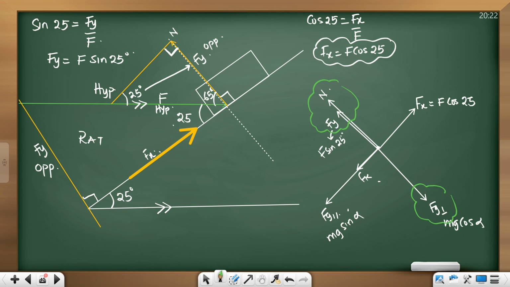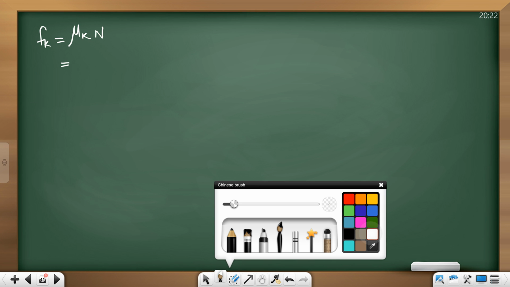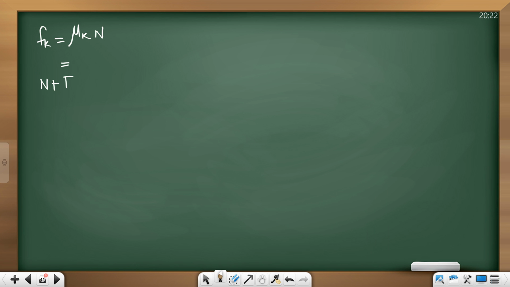All right, what do you notice? Normal plus Fy is equal to what? Fg perpendicular. Please, the forces pointing up must be equal to the forces pointing down. Normal plus Fy equals what? Fg perpendicular. Let's check. What is our Fy? F sine 25, I think. And this one is what? Mg cos alpha. Let's write the whole thing out.